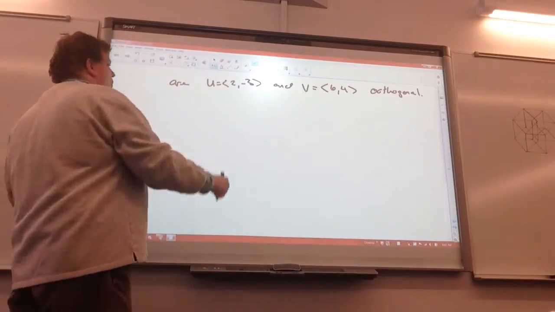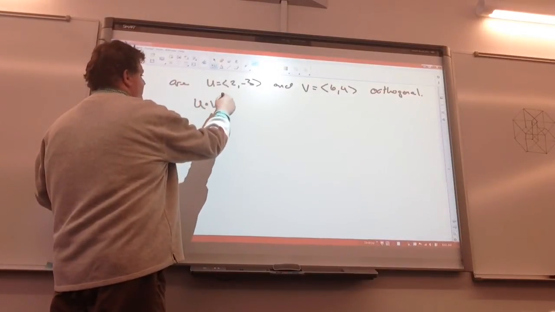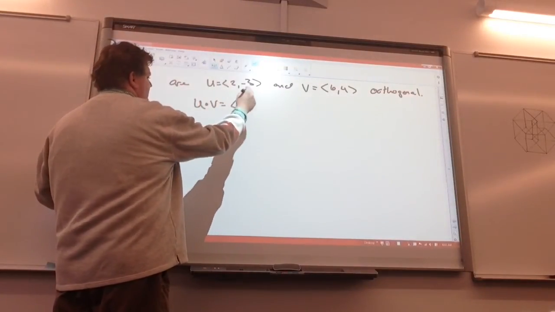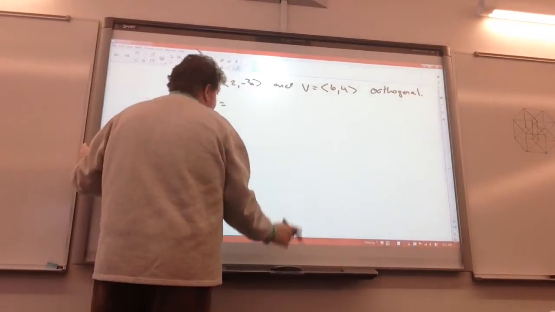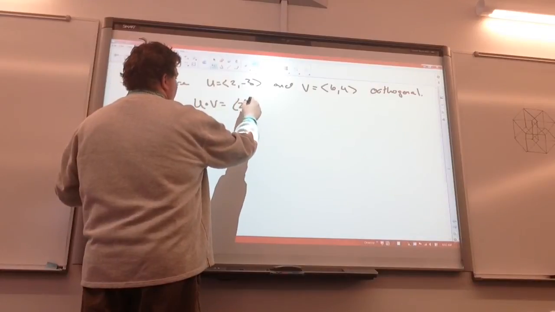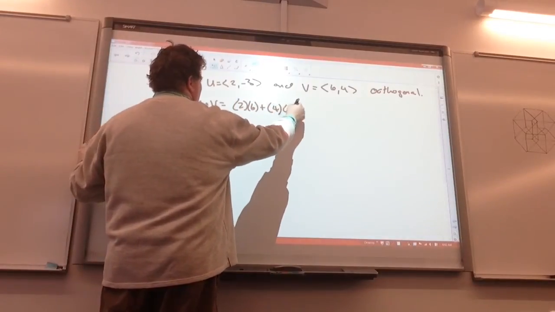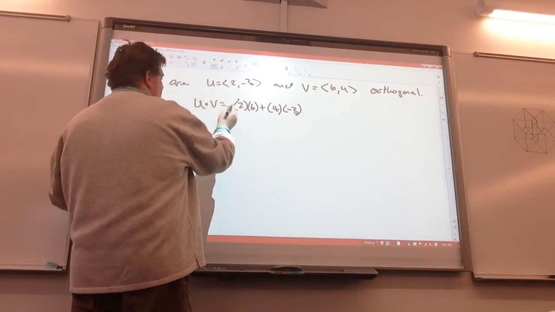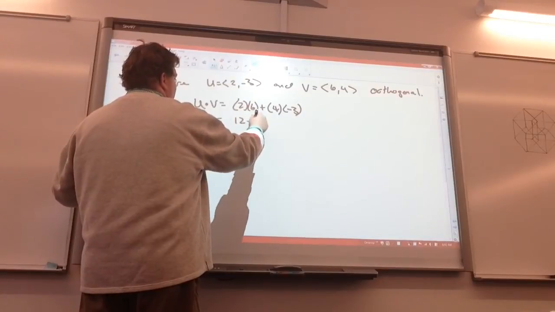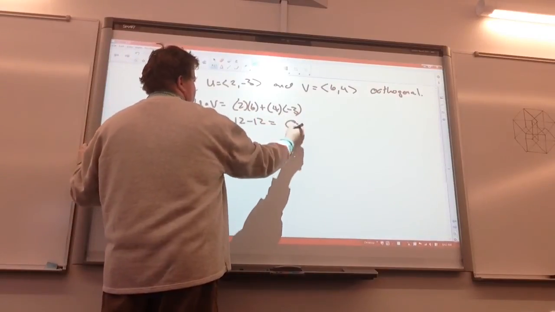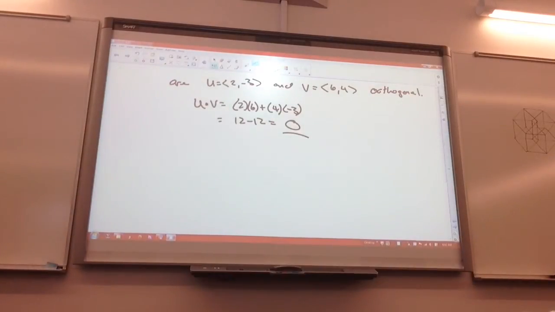But the way we quickly figure this out is we do the dot product. u dot v would be 2 times 6 plus 4 times minus 3. I kind of did that backwards, but those numbers should be flipped here. That gives me 12 minus 12, which is 0. It's 0, so orthogonal. All right. Any questions there?